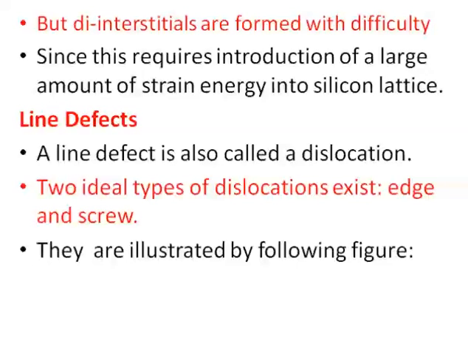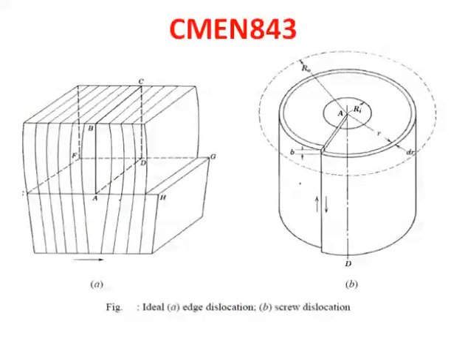The next one is the line defect, and this line defect is sometimes called dislocation. And it is also of two types. We have what we call edge and we have what we call screw. And these edge and screw line defects are illustrated in the diagrams here for easier understanding. If you look at A, you can see that it's like I have planes from the top downward to the bottom, which are divided into two by a horizontal line.